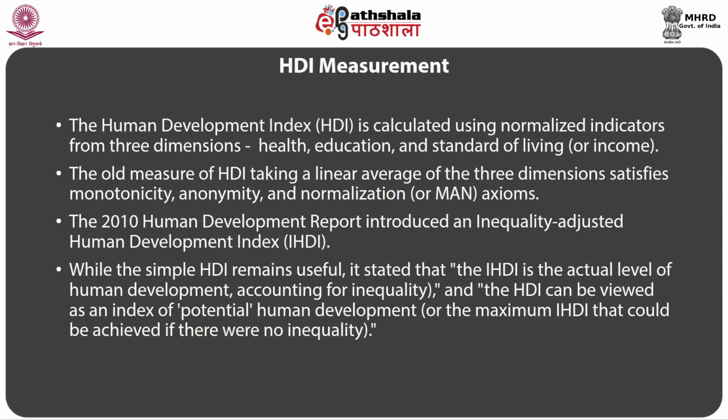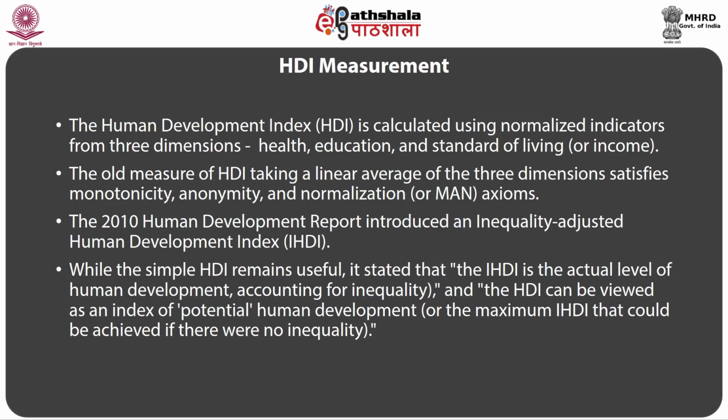Let's discuss Human Development Index measurement aspects. The Human Development Index is calculated using normalized indicators from three dimensions, that is health, education and standard of living or income. The old measure of Human Development Index, taking a linear average of the three dimensions, satisfies monotonicity, anonymity and normalization, or in short form MAN axioms.